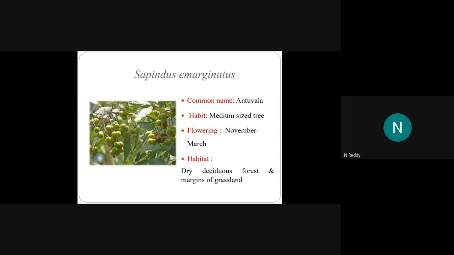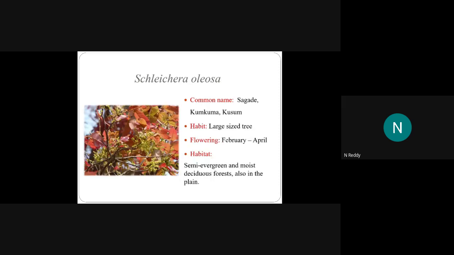Sapindus, that is Antuvala, we call it in Kannada. It's also used in Ayurveda for hair remedies. Flowering season is from November to March. In winter also it flowers, November to March. And this is one of the important species which should be planted for an apiary. It is grown in dry deciduous forest and margin of grasslands.